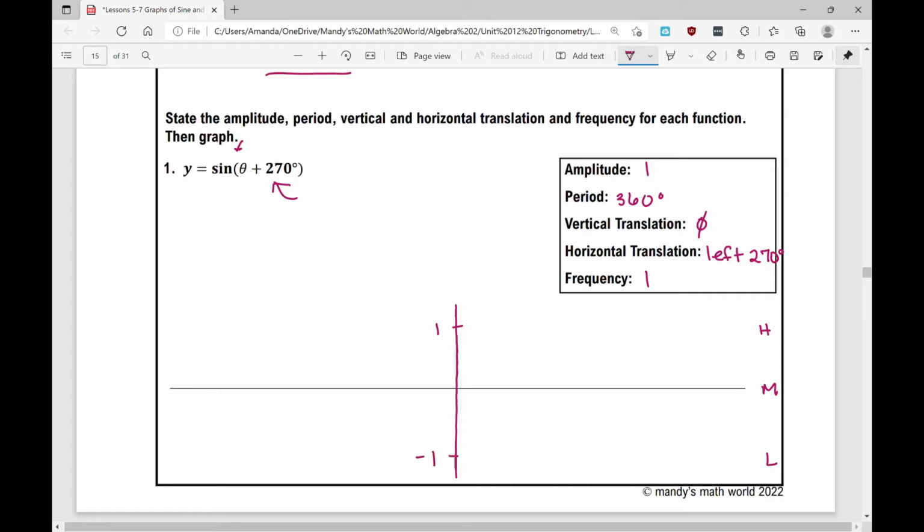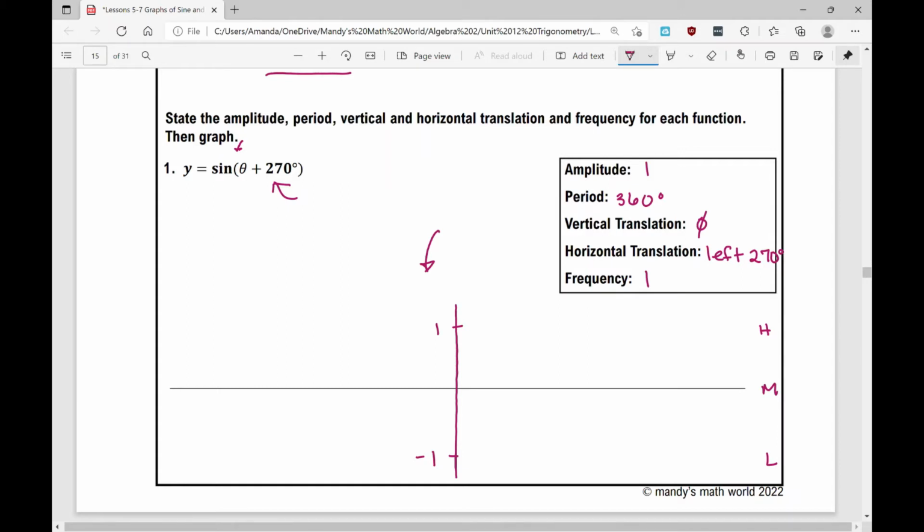And what I'm going to do is count by 90s. It's not really going to be difficult for this problem because we're only moving left 270 degrees, and we're going to fit it in on this graph. Sometimes it's easier if I'm just graphing on notebook paper or something, so I can draw my own little graph. But this time the graph is given for us right here, so we have to work with that and make sure we can fit everything in.